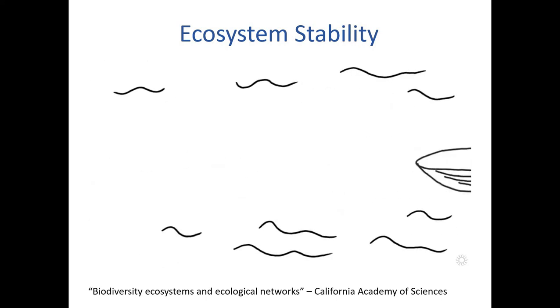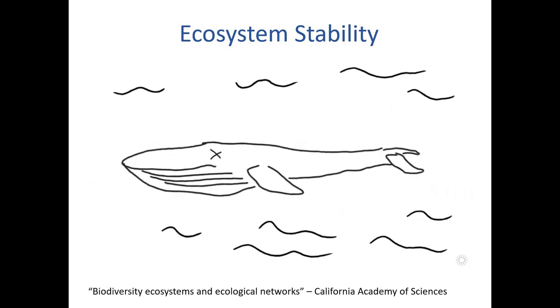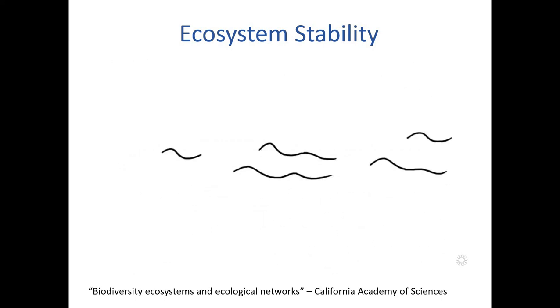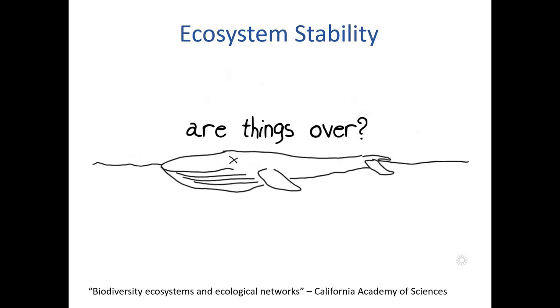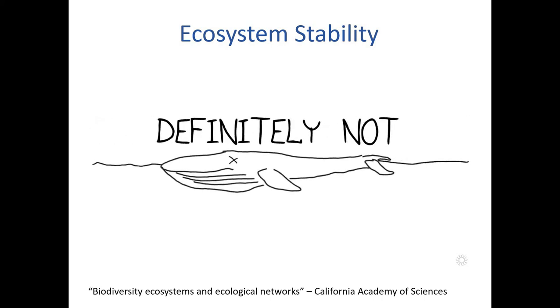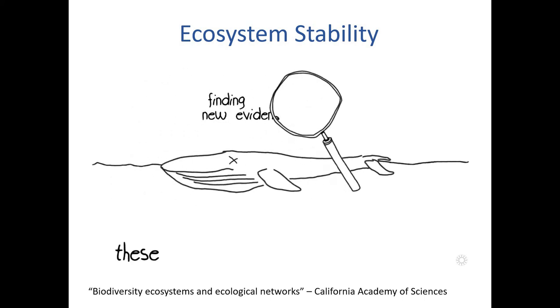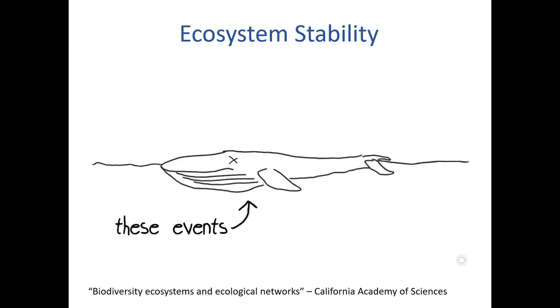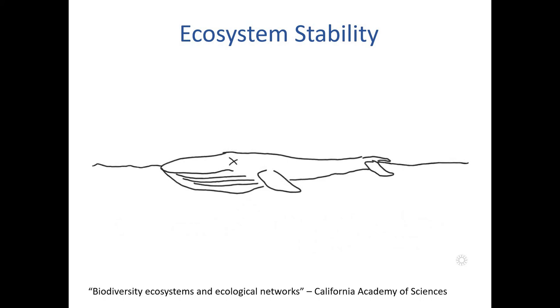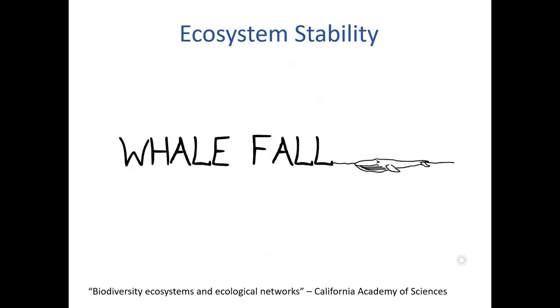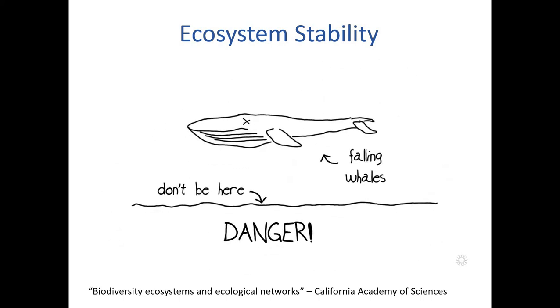Eventually, the whale succumbs to life and dies, and poor Mr. Whale ends up on the sea floor. Are things over at that point? Definitely not, because at that point, he's going to give up stuff that ends up as part of the producer's food web. We're starting to get some really great new evidence that these events where whales fall onto the sea bottom start an ecosystem of their own in ways. This is known as a whale fall. Don't get under one. It's always best not to be under one.